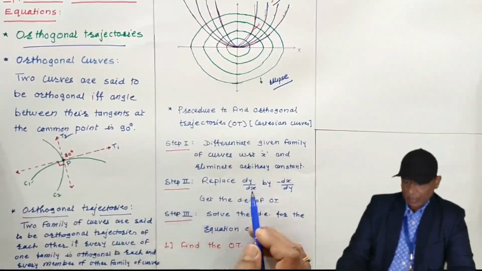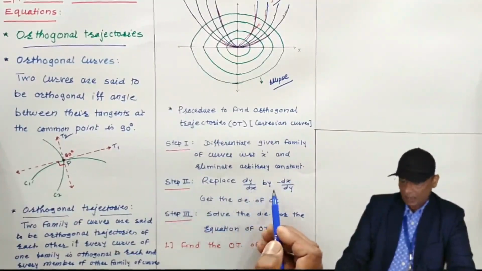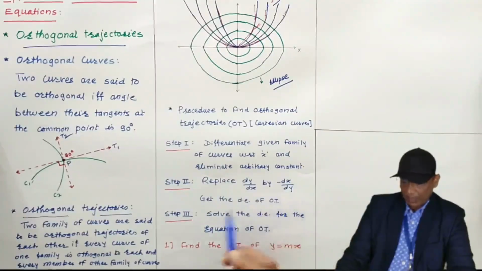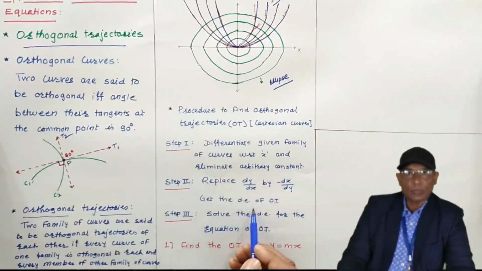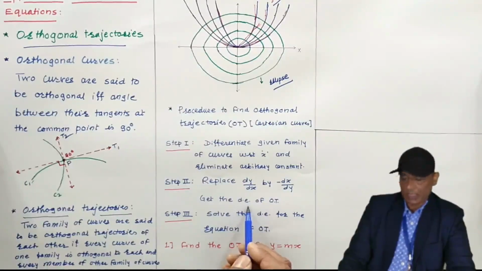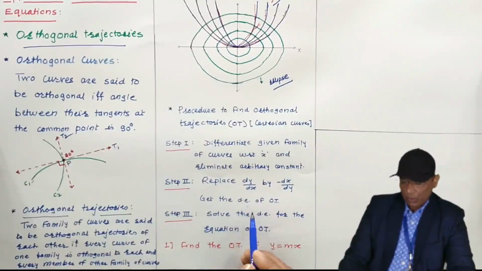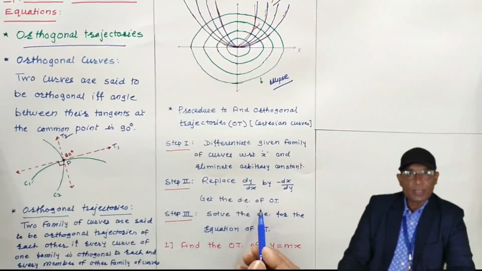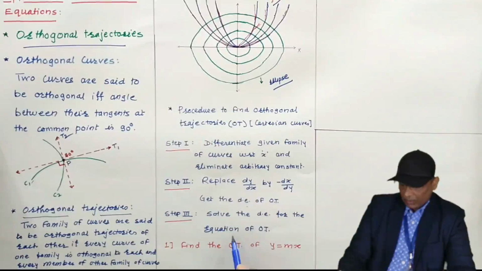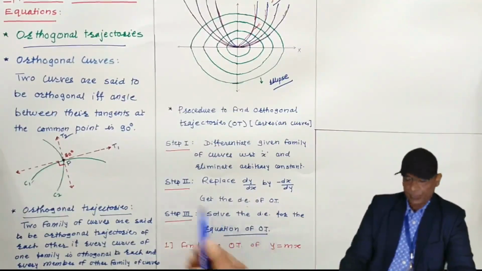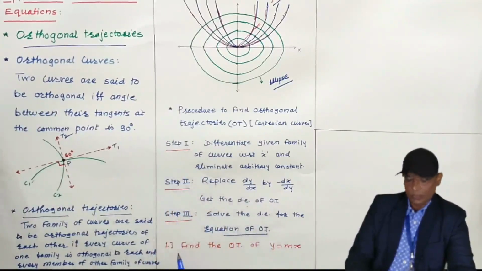The second step: replace dy by dx with minus dx by dy and get the differential equation of orthogonal trajectories. After replacement, you get the differential equation, which is the differential equation of orthogonal trajectories. And in step 3, once you solve that differential equation, you get the equation of the orthogonal trajectory. Three steps: first, second and third.